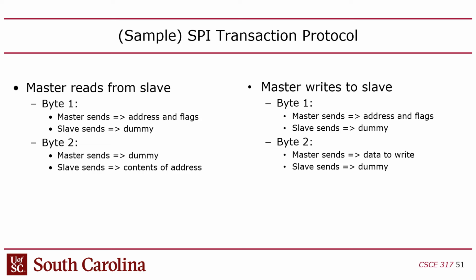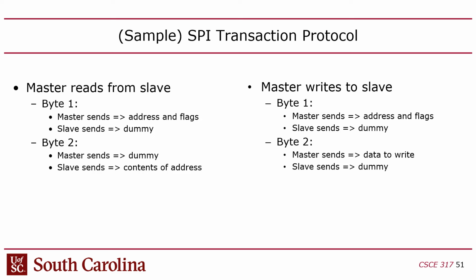So if it is a read, first we need to notify the slave which register or what data we want to get from it. So the first byte sent is the address and the flag. And whatever the slave sends is not important, usually just set to 0. In byte 1, master told slave what it wants from it, and then in byte 2, master sends basically nothing, and slave responds to that request. So we get the content of that register or whatever you requested.